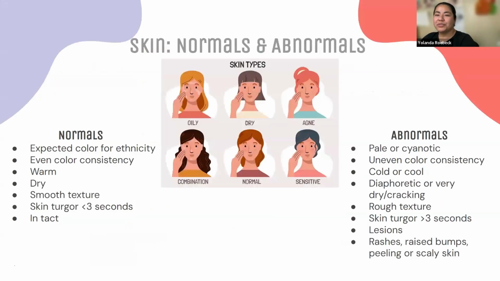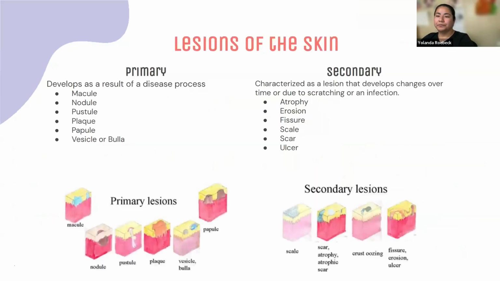The normals and abnormals of the skin. Normals include the skin color being the expected color for ethnicity, even color consistency, warm, dry, smooth skin texture, a skin turgor that is less than 3 seconds, and the skin should be intact. Abnormals include pale or cyanotic, uneven color consistency, cold to the touch, diaphoretic or very dry, cracking skin, a rough skin texture, skin turgor that is greater than 3 seconds, lesions, rashes, raised bumps, peeling, or scaling skin.